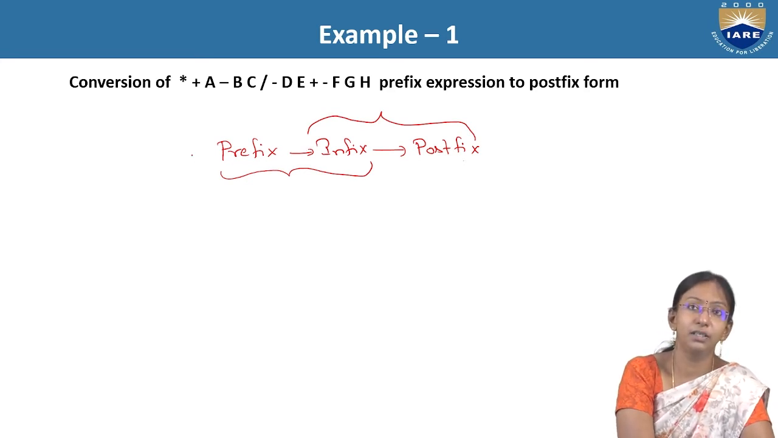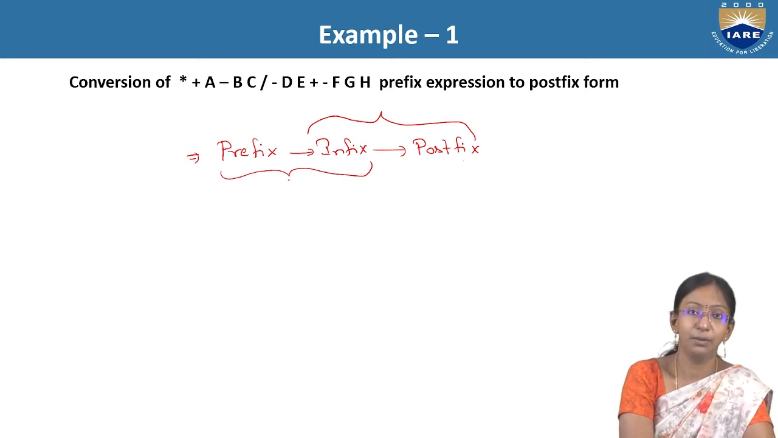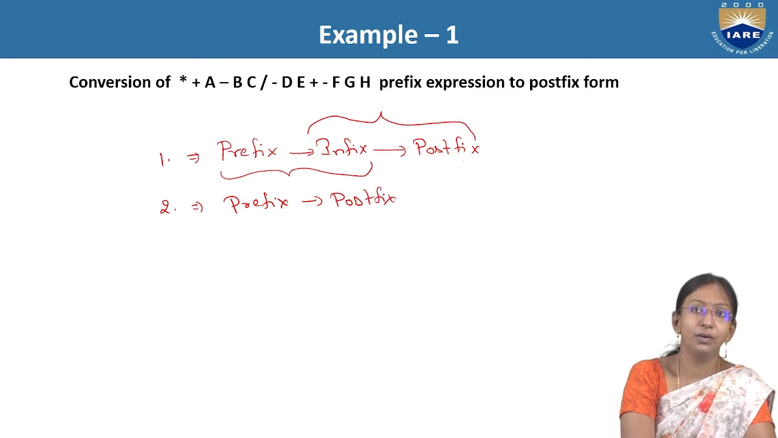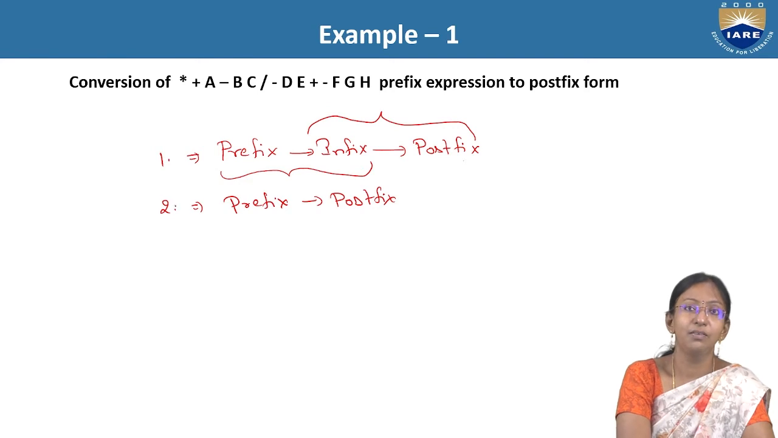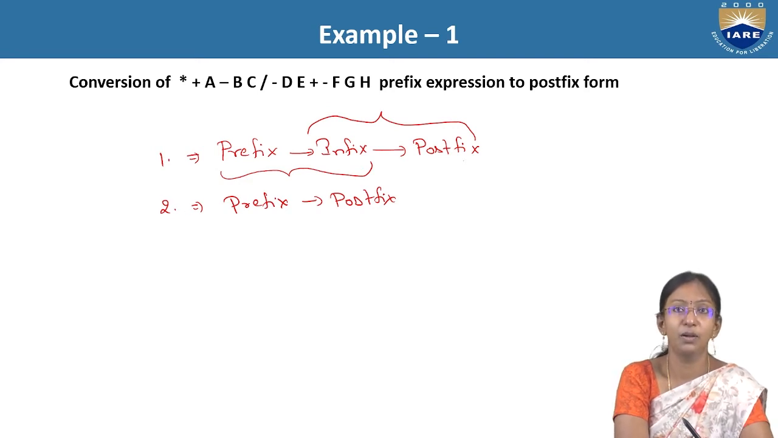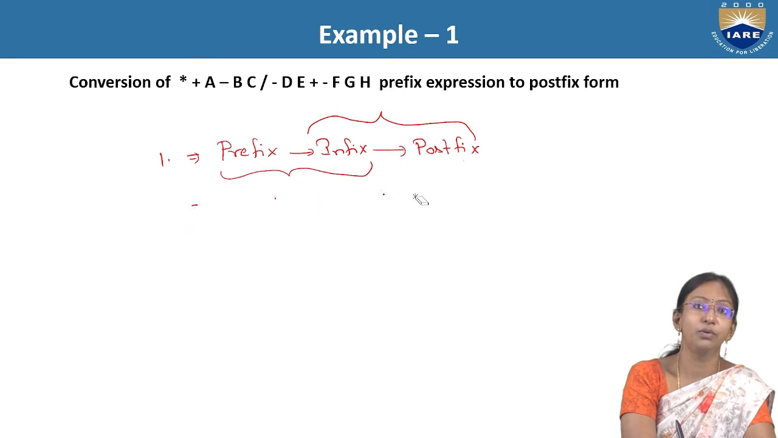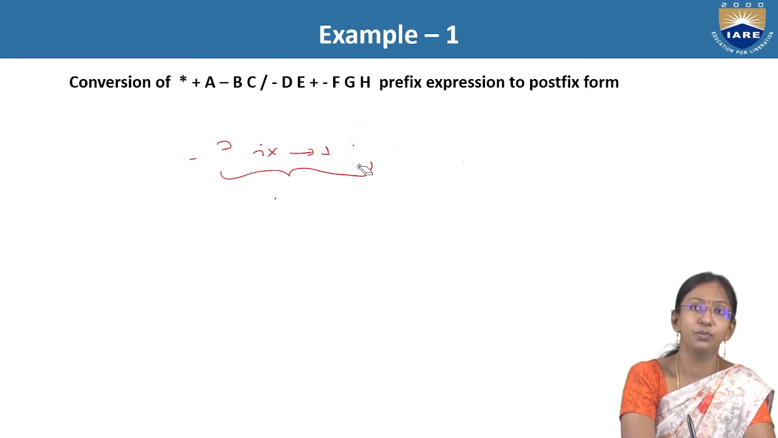So thereby, for the given prefix expression, you can convert it into postfix by evaluating an intermediate one, that is an intermediate infix expression. This is the first case, or you can directly convert your prefix to postfix. This is another case. In the first case two steps are involved, whereas in the second case only one step is involved. But in all the three, we are going to use stacks as an intermediate element. I hope the first one you understood.